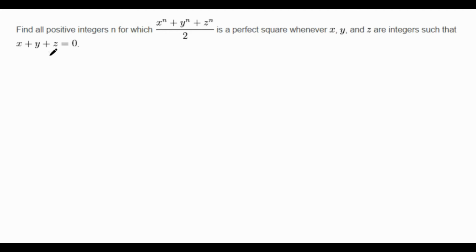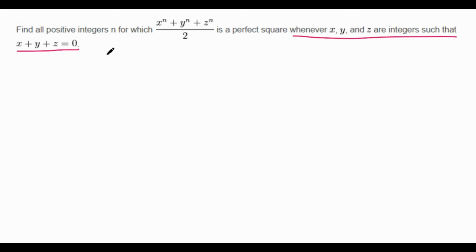Find all positive integers n for which x to the power of n plus y to the power of n plus z to the power of n, over 2, is a perfect square whenever x, y, and z are integers such that x plus y plus z equals 0. So the first thing we notice is that we want this expression to be a perfect square for any x, y, and z such that x plus y plus z equals 0.